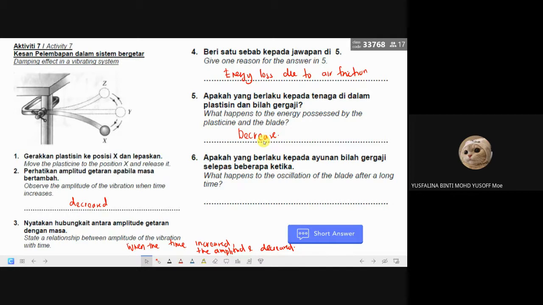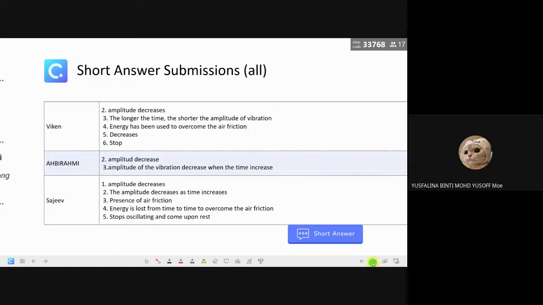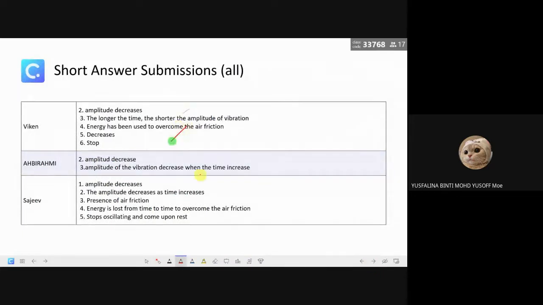Okay, and what happened to the oscillation of the blade after a long time? After a long time, of course, the blade will stop oscillating. So the answer should be stop. Right, so let's check your answer. This one I already checked, correct. Okay, and this one correct.